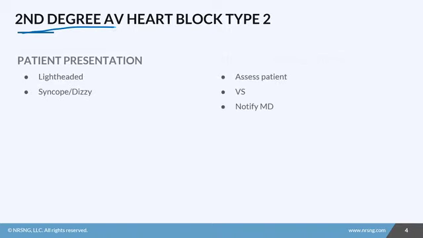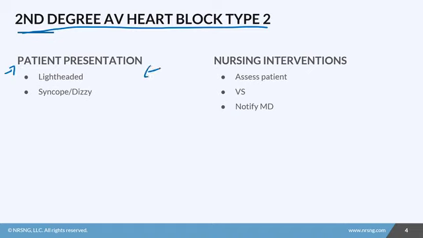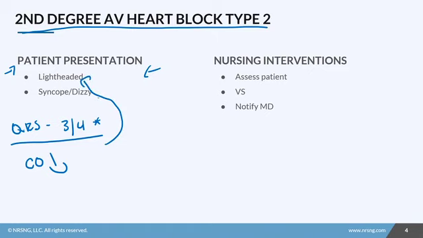Because second degree AV heart block type 2 is a little more dangerous, people will have signs and symptoms, and they are usually not asymptomatic. Think about this for a second. If we are dropping a QRS every 3 to 4 heartbeats, that means every 3 to 4 heartbeats, the ventricles are not contracting. What do you think is happening here? Cardiac output is decreased because the ventricles are not pumping. So this is why people will have signs and symptoms of lightheadedness, syncope, dizziness. If severe enough, they can get hypotensive, depending on the bradycardia and how many QRSs we are dropping.